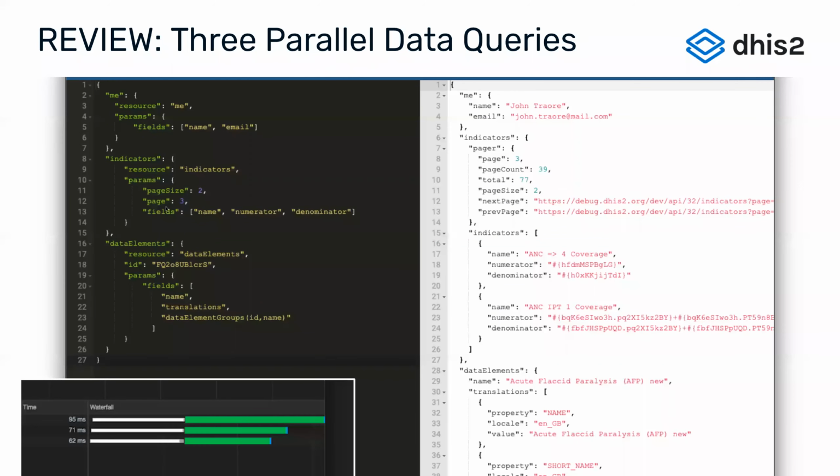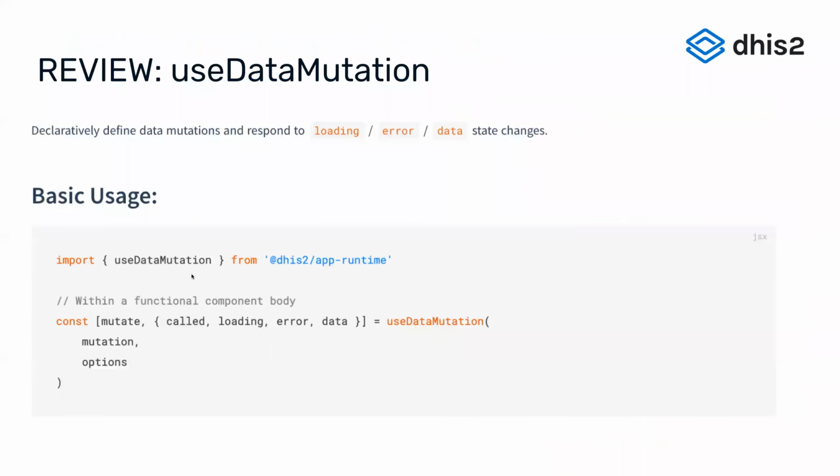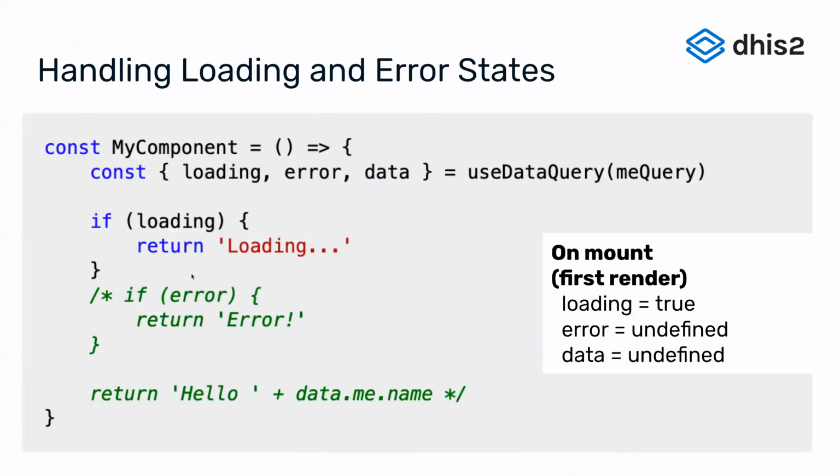In this example, for instance, the data elements query in the middle, or the third query in this query object here, we requested the resource dataElements and the ID, this UID. If we didn't know this ID yet, we would instead define this as a function which takes an ID parameter and then returns the ID that we want to fetch. I'll show you how to do that in the next slide.